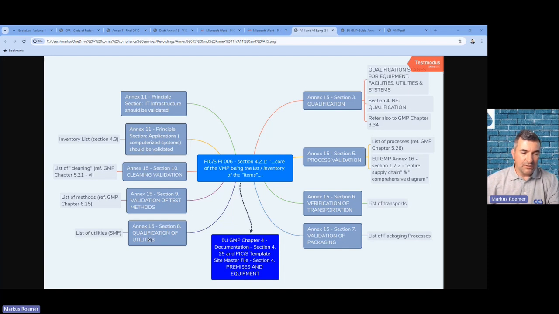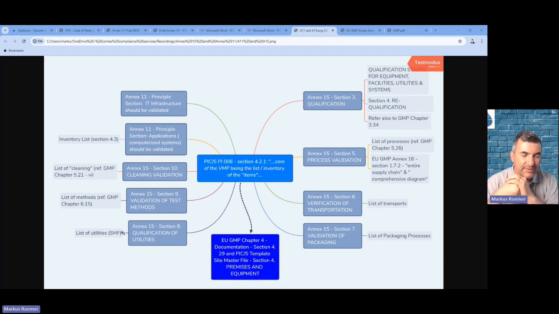If we talk then about the qualification of utilities, for sure, the list of utilities should be part of the site master file. You see how different things have a relationship to each other. Sometimes I see in validation, qualification, and writing the site master file and the validation master plan, everything done in a thinking silo approach. Everyone is doing something here and there, but they do not talk to each other, because the things are related to each other.